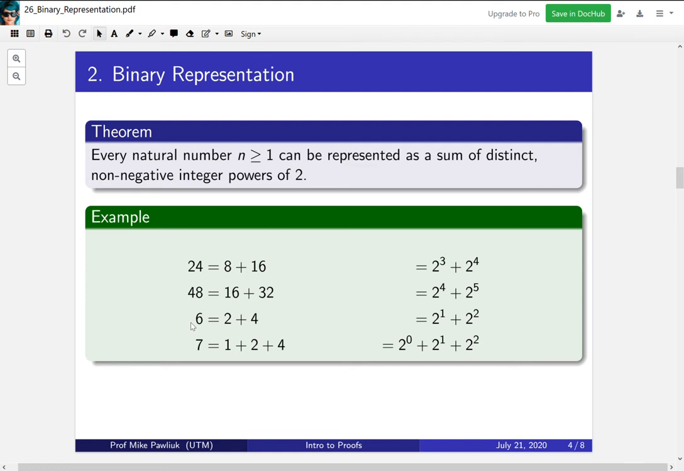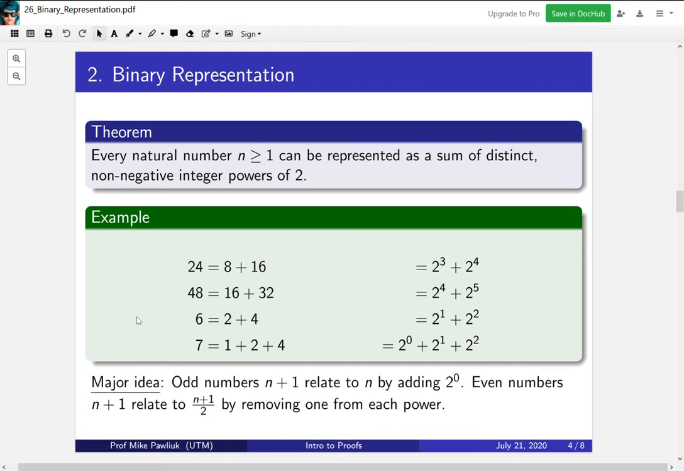So if we're currently at an even stage, like 6, then to get the next one, we add 2 to the 0. But if the number we're trying to create is even, then we'll have to go back in time. So here's the major idea. If you're trying to prove that n plus 1 has a binary representation, if n plus 1 is odd, then you relate it to the previous one by adding 2 to the 0. And for even numbers, if n plus 1 is even, you relate it to (n plus 1) over 2, and you'll remove 1 from each of the powers.